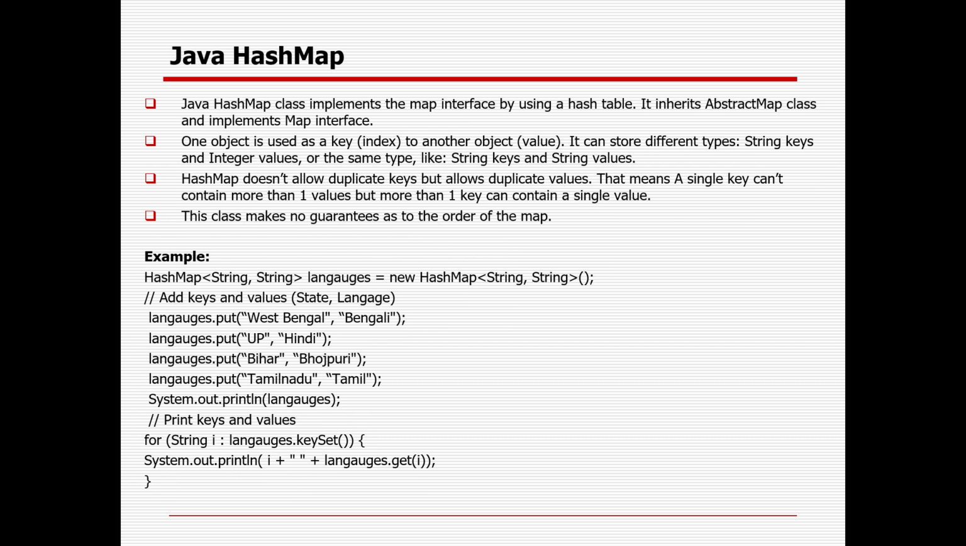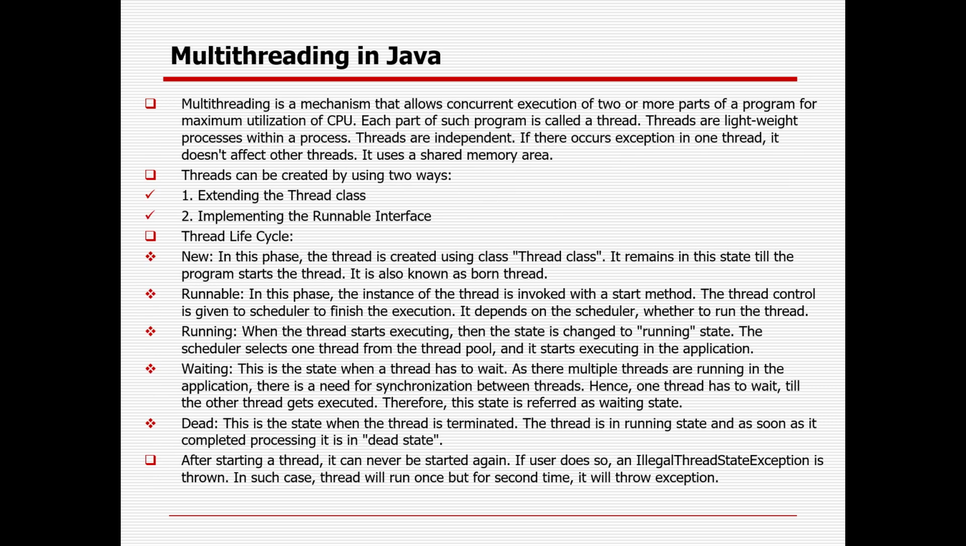HashMap is a key-value pair combination. So the key should always be unique, but the value can be duplicate. You can write with the help of the put method. You can update the value. You can print the value from the keys or values, and you can also print both the key and value pair combination as well.